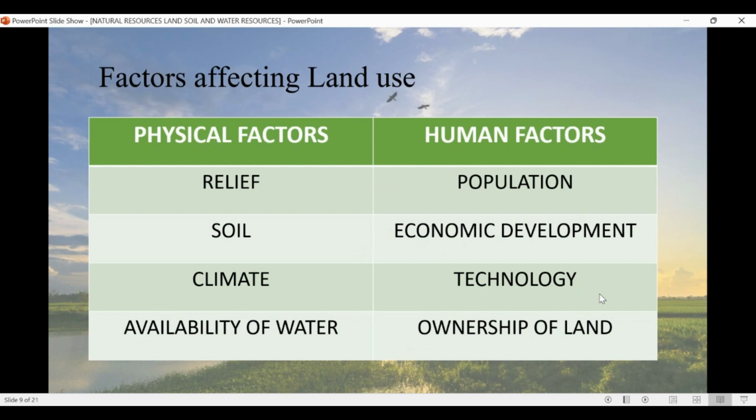Then the technology. Technology, like in the irrigation system, in the harvesting system, and in the storage system, also affects the land use. Then the ownership of land. In the previous chapter, we have studied that private and community ownership of land affect the land use. Community land is meant for common uses such as collection of fruits, flowers, medical herbs, fodder, etc. So, this was all about the land use.